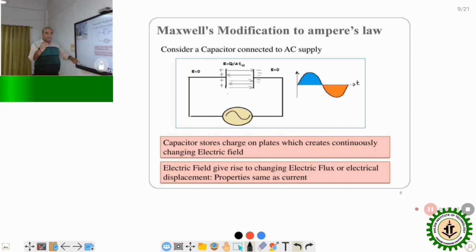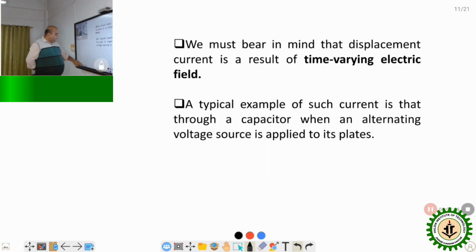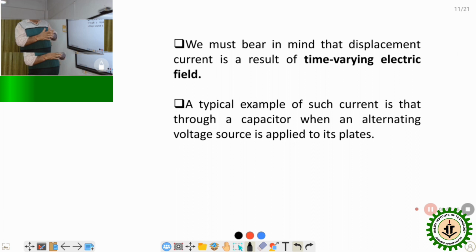And this is the main reason for the formation of displacement current, a very important concept in EM waves. So displacement current density is denoted by the quantity dou D bar by dou t. This is the displacement current density, so it's time varying in nature. So we see that displacement current is a result of time varying electric field.